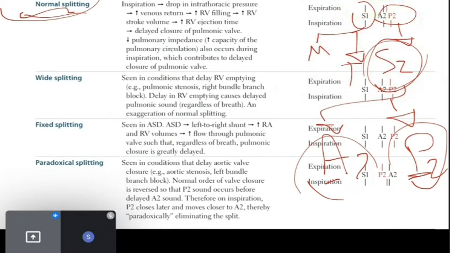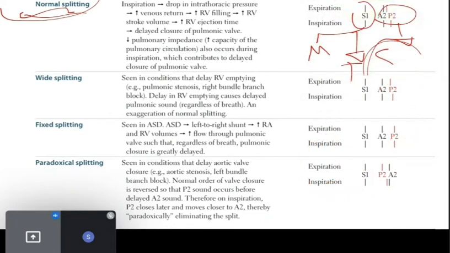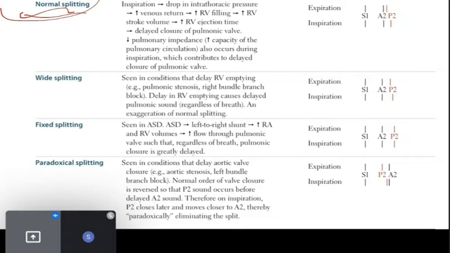Now there is a normal splitting. In normal people, we will have splitting only in inspiration, okay? Splitting, separation between the A2 component, the aortic closure, and the pulmonary closure. We have normal splitting between these two only in inspiration, when I take the breath in. When I take the breath out, which is expiration, there's no gap between them.